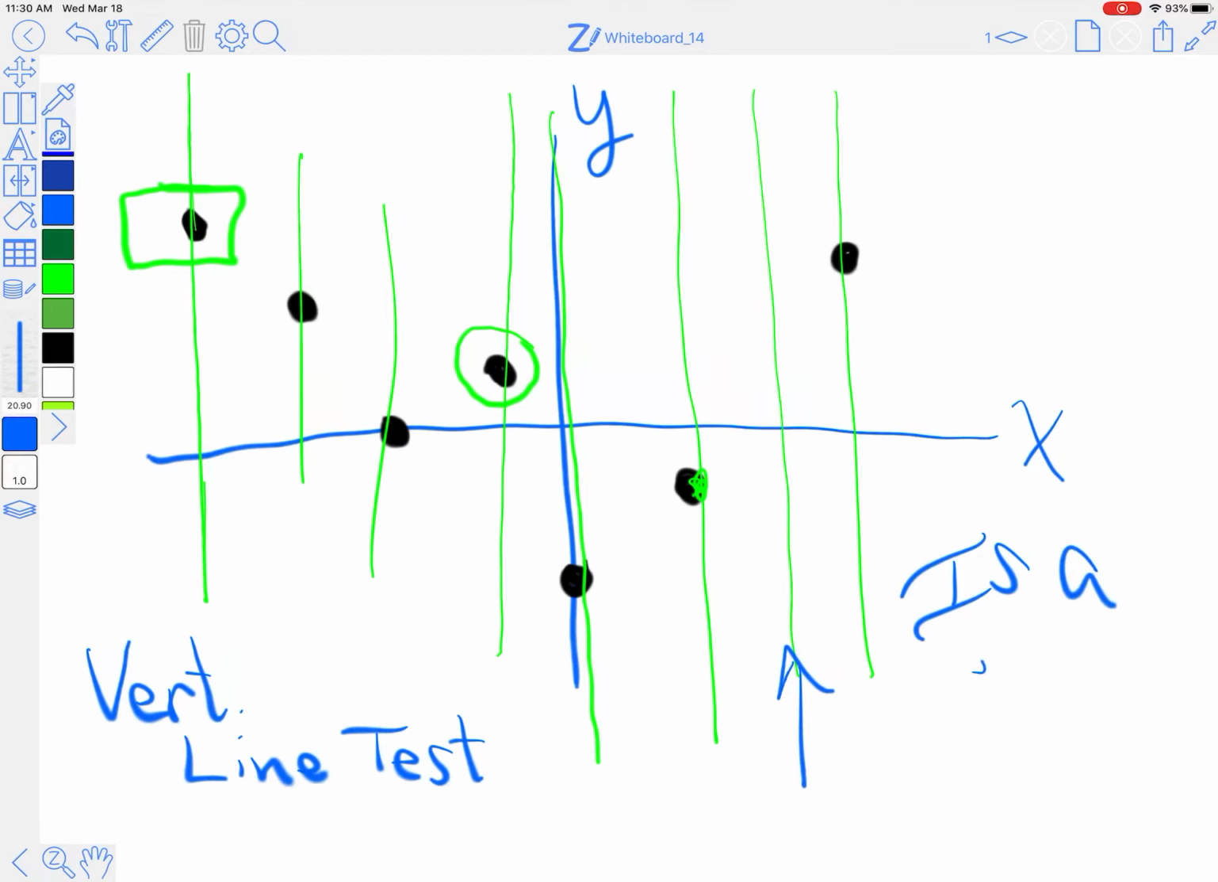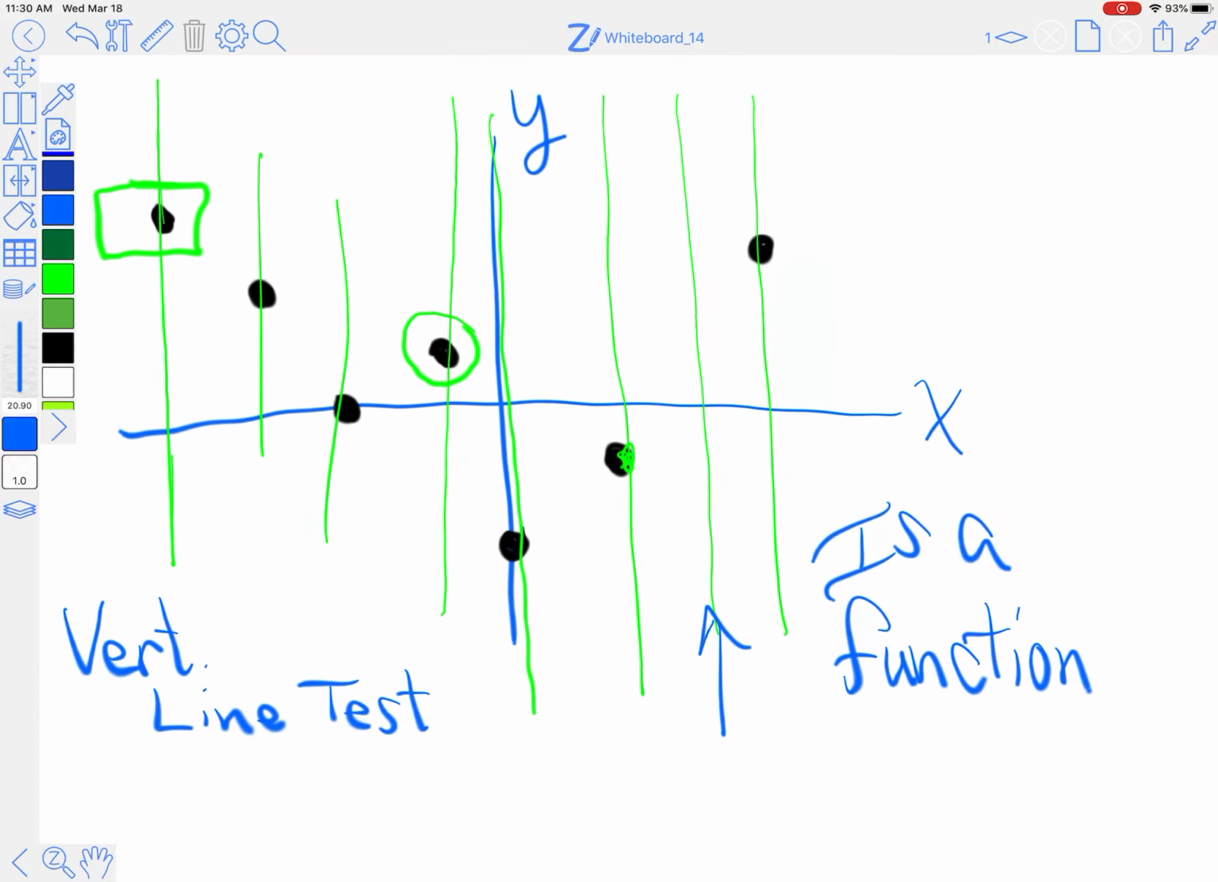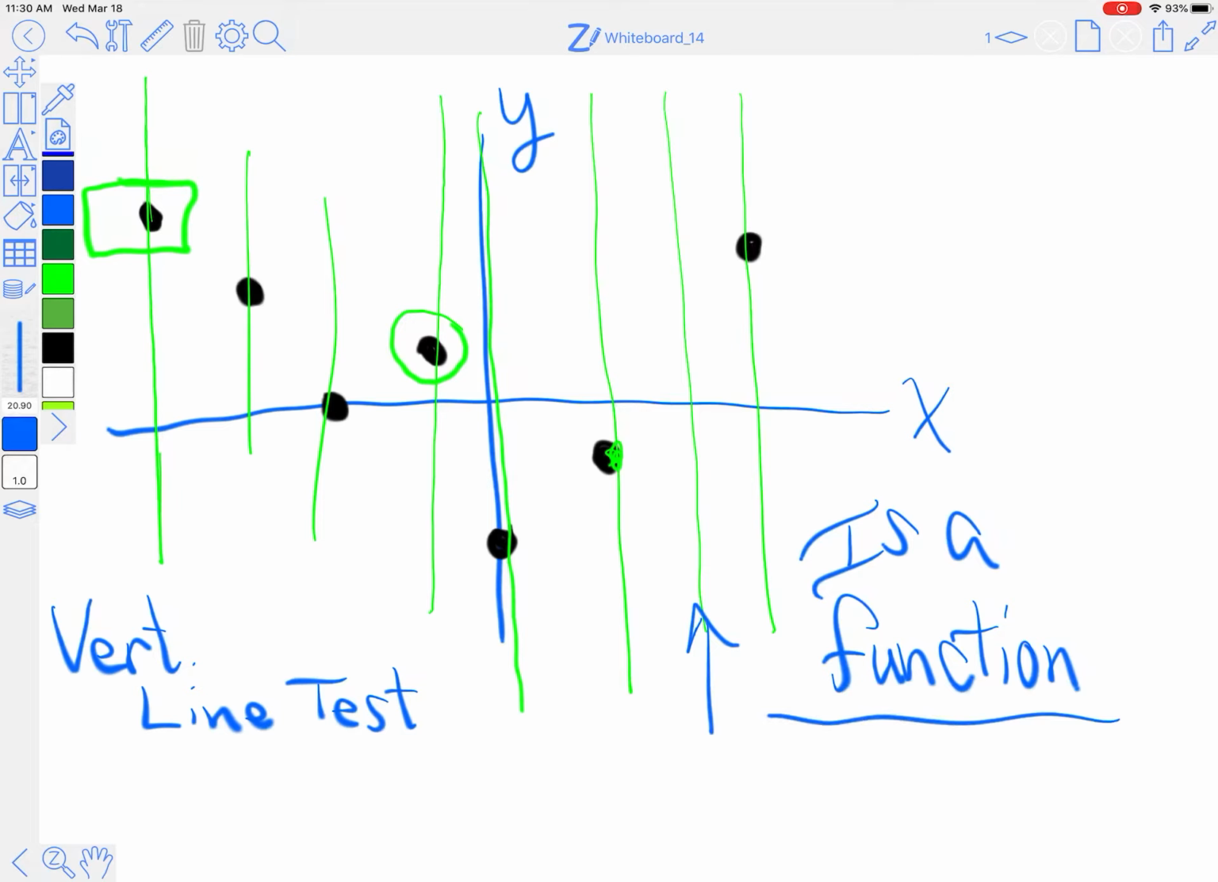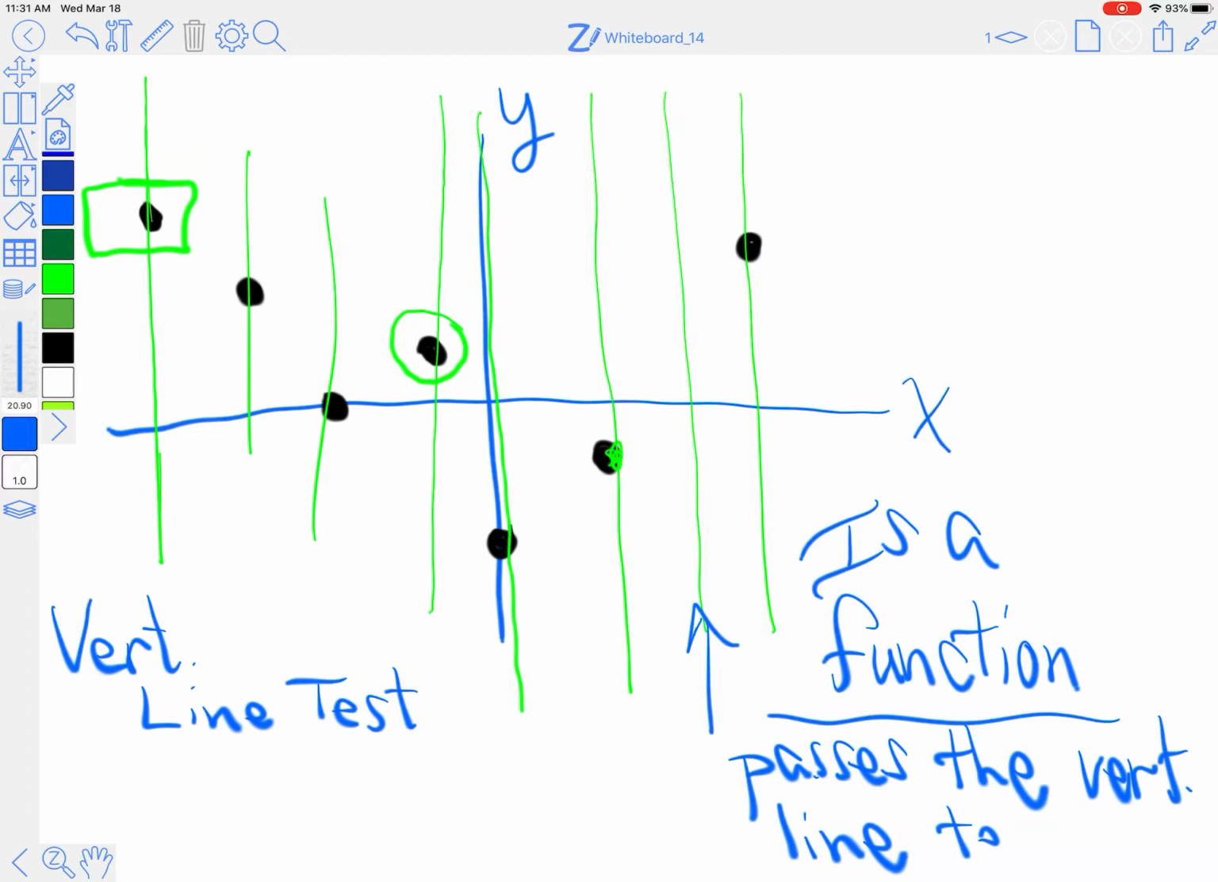This is a function. And if they ask you, why is this graph a function? You would say that it passes the vertical line test. All right, so this relation or this graph did pass the vertical line test, so this is a function.